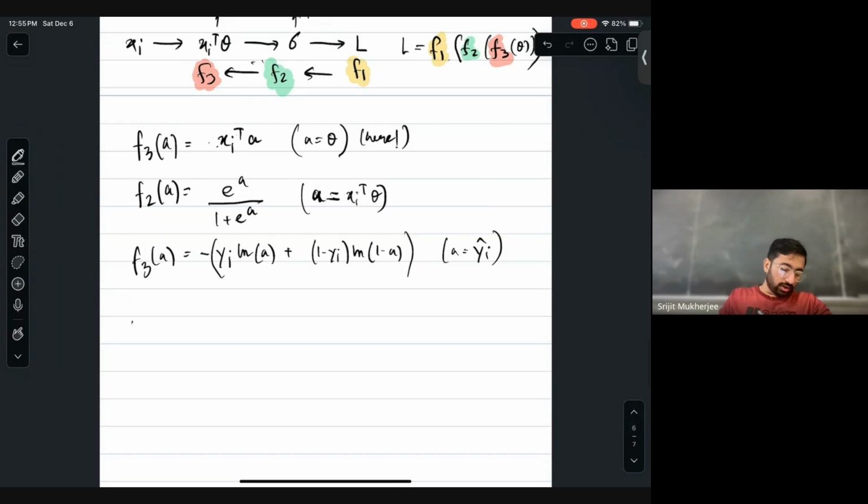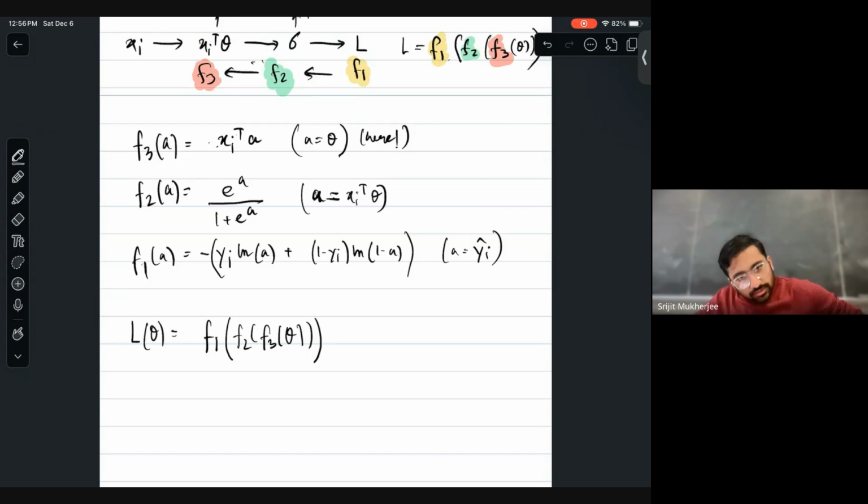So now the final loss is nothing but F1 of, sorry, I make this mistake over and over again, F1 of a, where a here is F2, and F2's input is F3. And F3's input is actually theta. Do you see the point, guys?